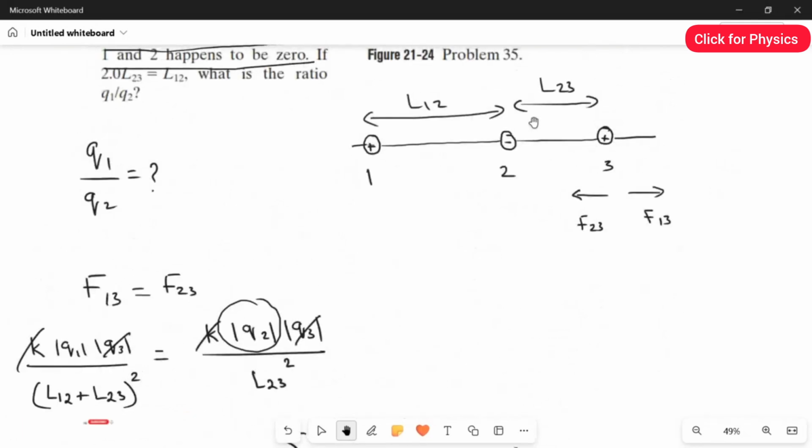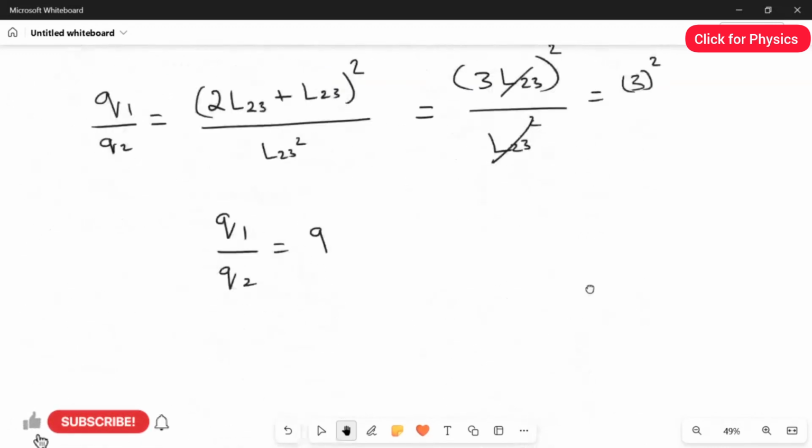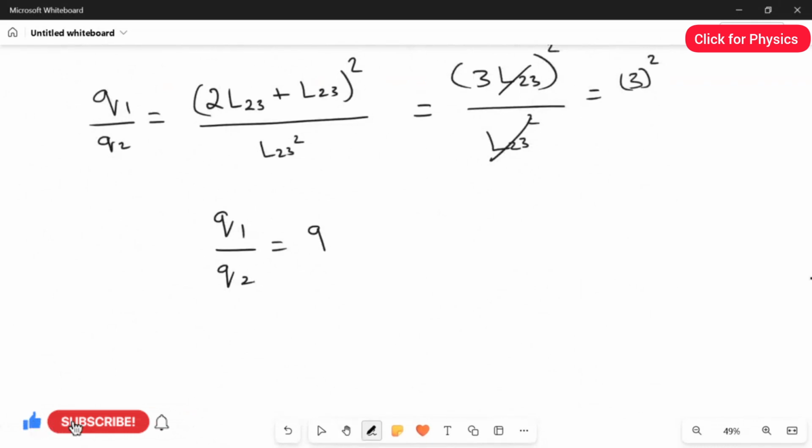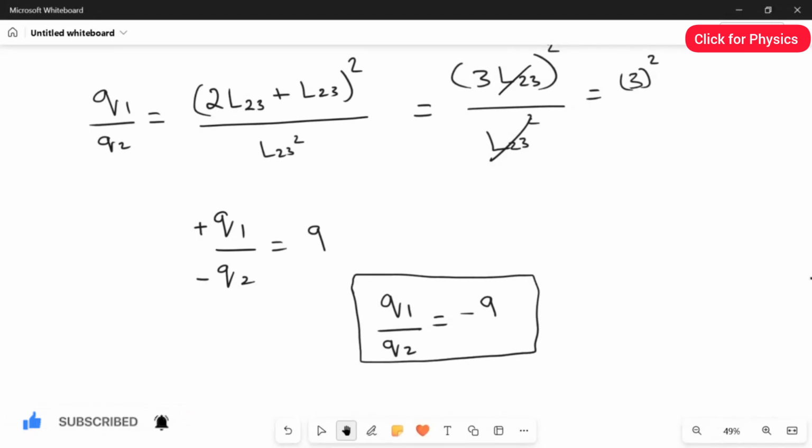That's the reason I put positive and negative here. Then only it will have the repulsive force and attractive force, and you can achieve this situation, right? So Q1 and Q2 must be of opposite nature. So Q1 should be positive, Q2 should be negative. So we have to substitute the value here. Q1 is positive and Q2 is negative, right? So what you will get, Q1 over Q2 which is equal to -9, right? So this is the answer for this question.